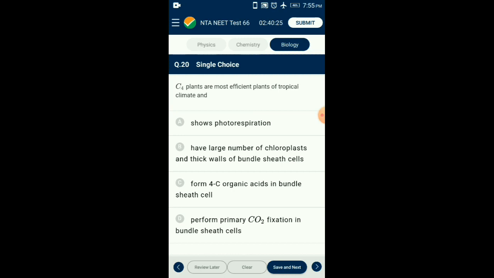Because of rubisco function in C4 plants as carboxylase, photorespiration is avoided. So the answer for this question is option B. Have large number of chloroplasts and thick walls of bundle sheath cells.